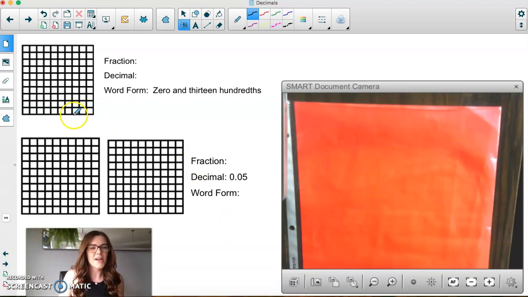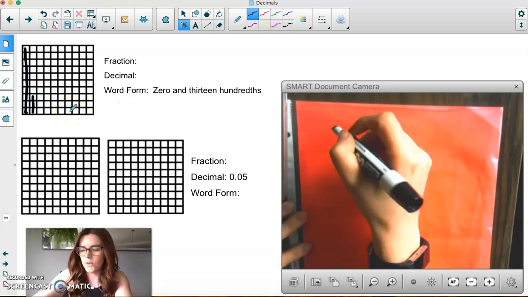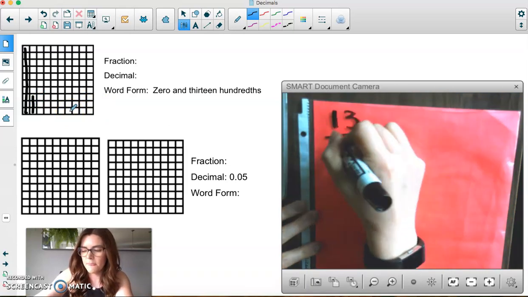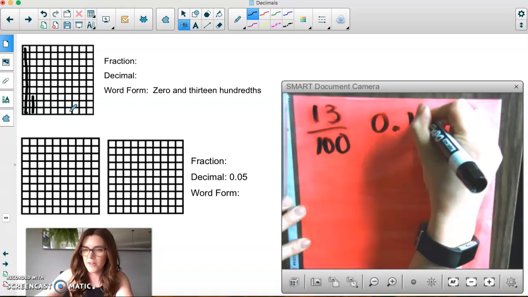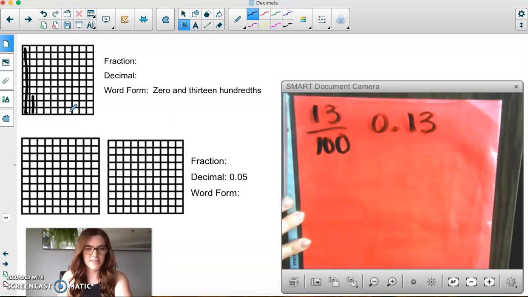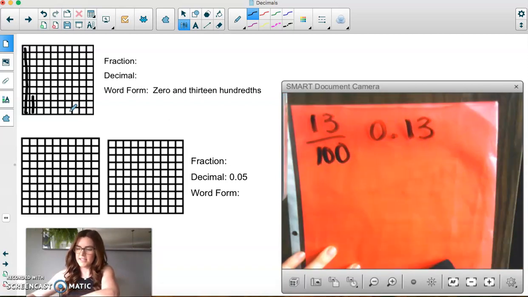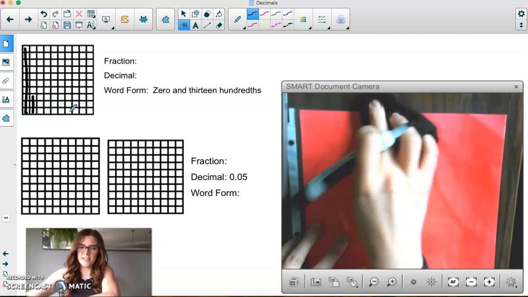Okay, here we go. So the first one, the word form clue is 0 and 13/100ths. So I would have to color in 1 full row for 10, and then I would have to color in 3 extra to make it 13. So our fraction would be 13/100ths, and our decimal would be 0 and 13/100ths, like that. Next, I'm going to erase it for the next example.